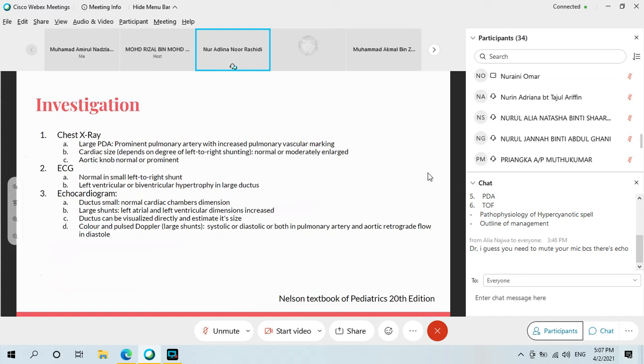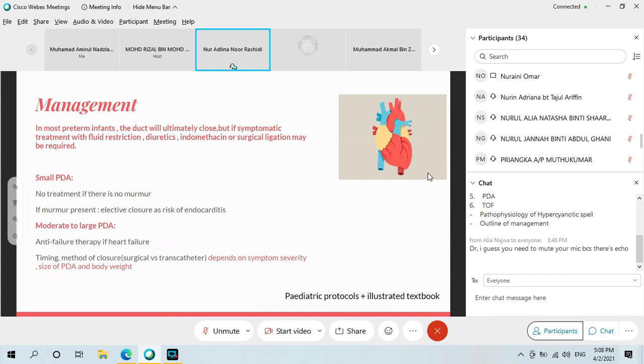And then we can also do the echocardiogram. If the ductus is small, we can see normal cardiac chamber dimensions, but in a large shunt, the left atrium and the left ventricle may be increased in dimension. The ductus can be visualized directly and its size estimated, and the Doppler, in systole or diastole or both, can show flow in the pulmonary artery in the echocardiogram.